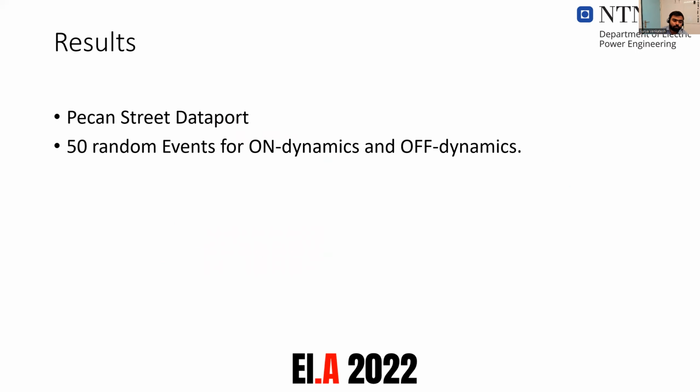So we evaluated our approach using a real-world data set. Power consumption data for an electric water heater from the Pecan Street Data Port was selected to evaluate the approach. Once the parameters were estimated and the water demands were estimated, after that, 50 random events were used for training the on dynamics and off dynamics models each.